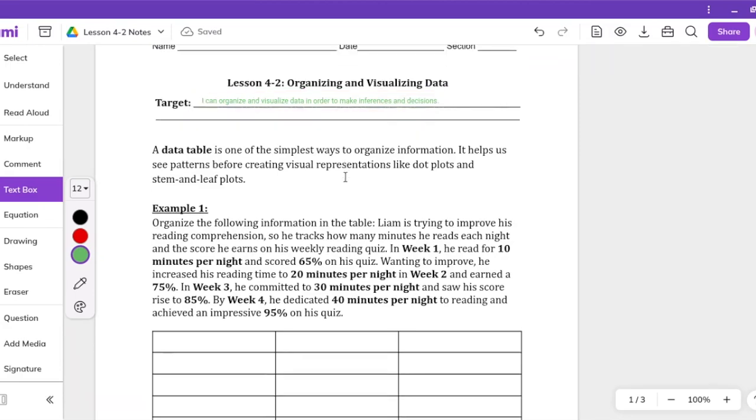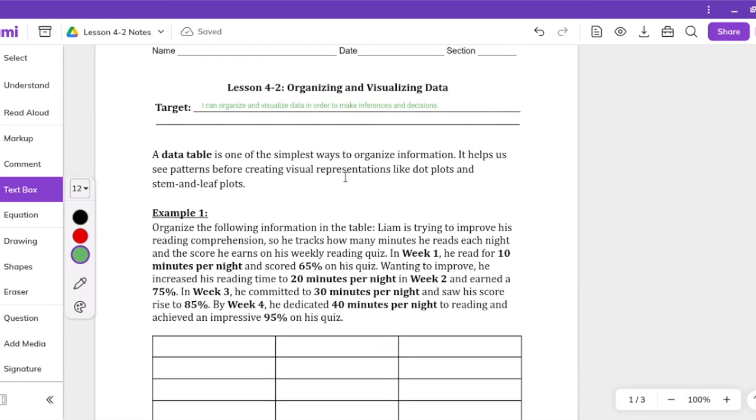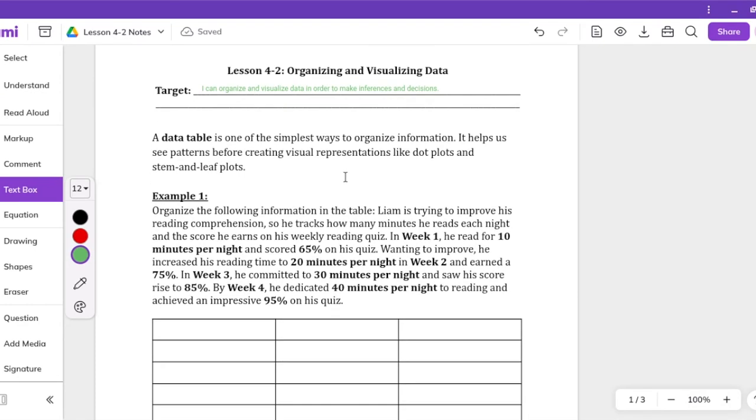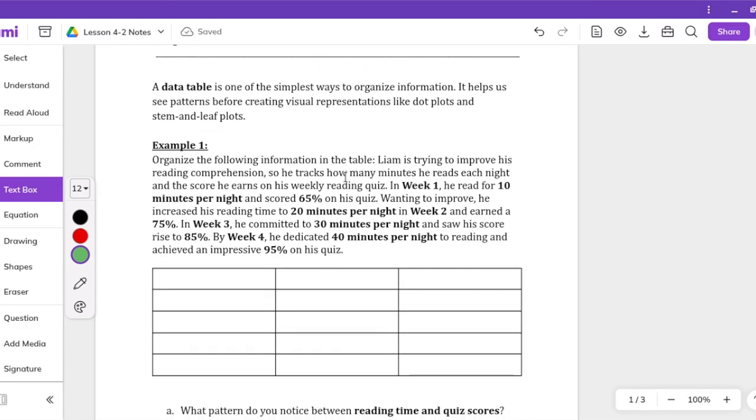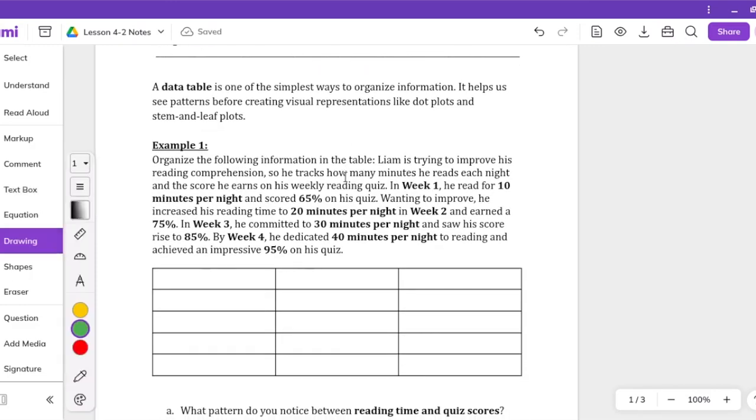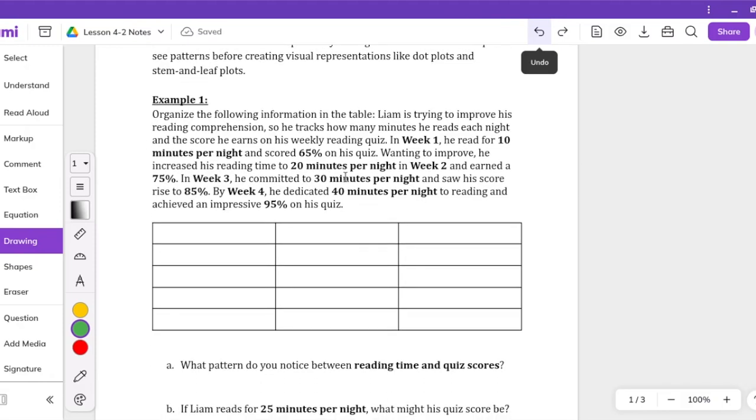So we're going to get into a couple of ways to do this. We're going to talk about dot plots, something called a stem and leaf plot, but we're going to start here with tables. Now the tricky part about a table is when you have this whole bunch of information. So this is all data collected by a student named Liam, where he is trying to decide how much he should read each night.